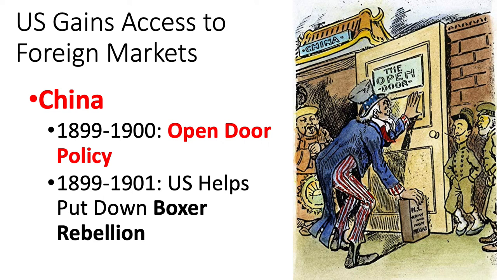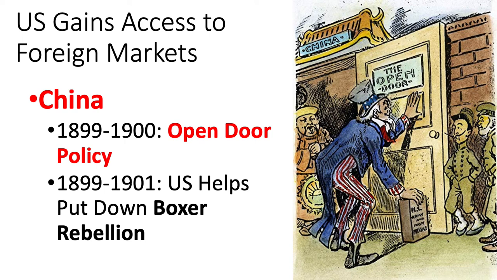And to make sure that happens, it proposes what's called the open door policy. And if you take a look at the picture, what is the open door policy? Well, it's the idea that the door to Chinese markets must remain open. That America will not be shut out of China, that America will have the opportunity to buy Chinese goods and sell American goods in China, that the Europeans will not keep America out of that market. That's the open door policy that America proposes, and that has to do with China.